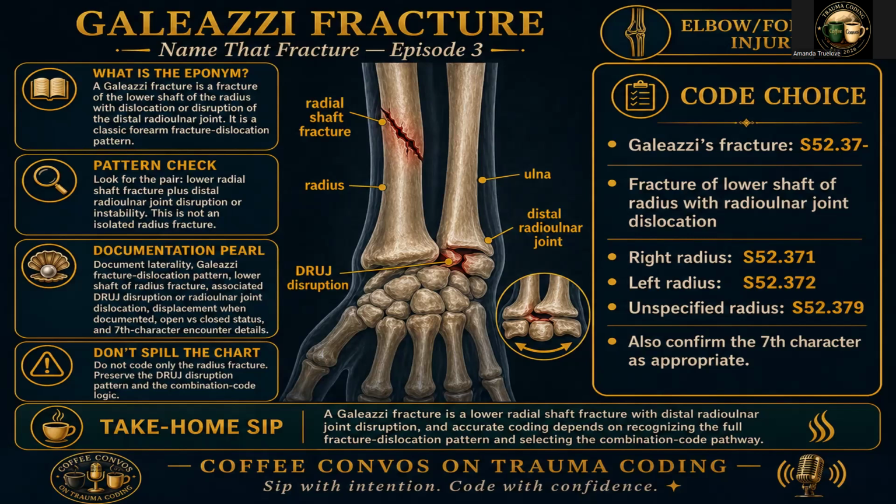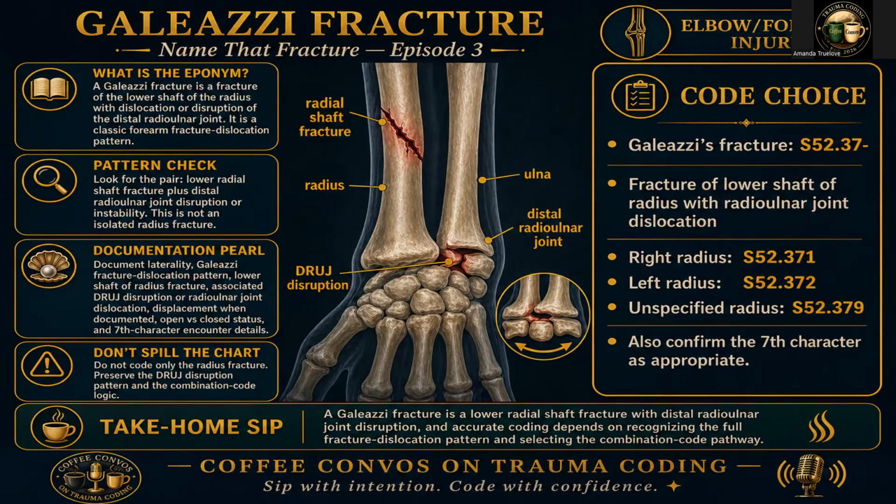So our take-home tip here is that a Galeazzi fracture is a radius fracture with disruption of the radioulnar joint. So that wrist joint relationship really matters just as much as the broken bone. Check that documentation and make sure that you don't have a fracture to the radius on the left side, and then the joint disruption is on the right side or in the right arm. They have to be together in that same location.